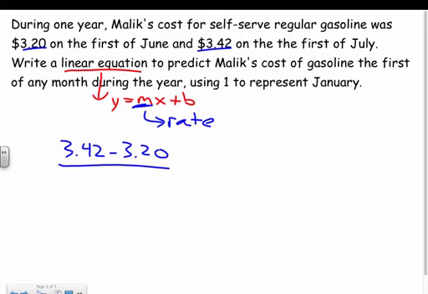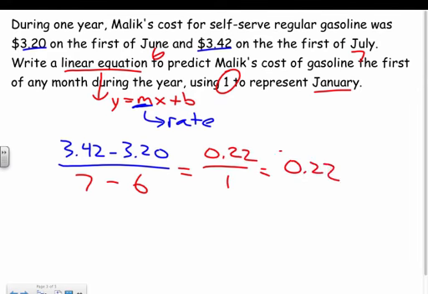So we went from June to July, and it said use 1 to represent January, so that means June would be 6 and July would be 7 for the 6th and 7th month. And so the 7 goes with July, the 6 goes with June. So now we can find that cost per month. So we subtract, we got 0.22 over 1, so it's really 22 cents per month. So we got that 22 cents per month.